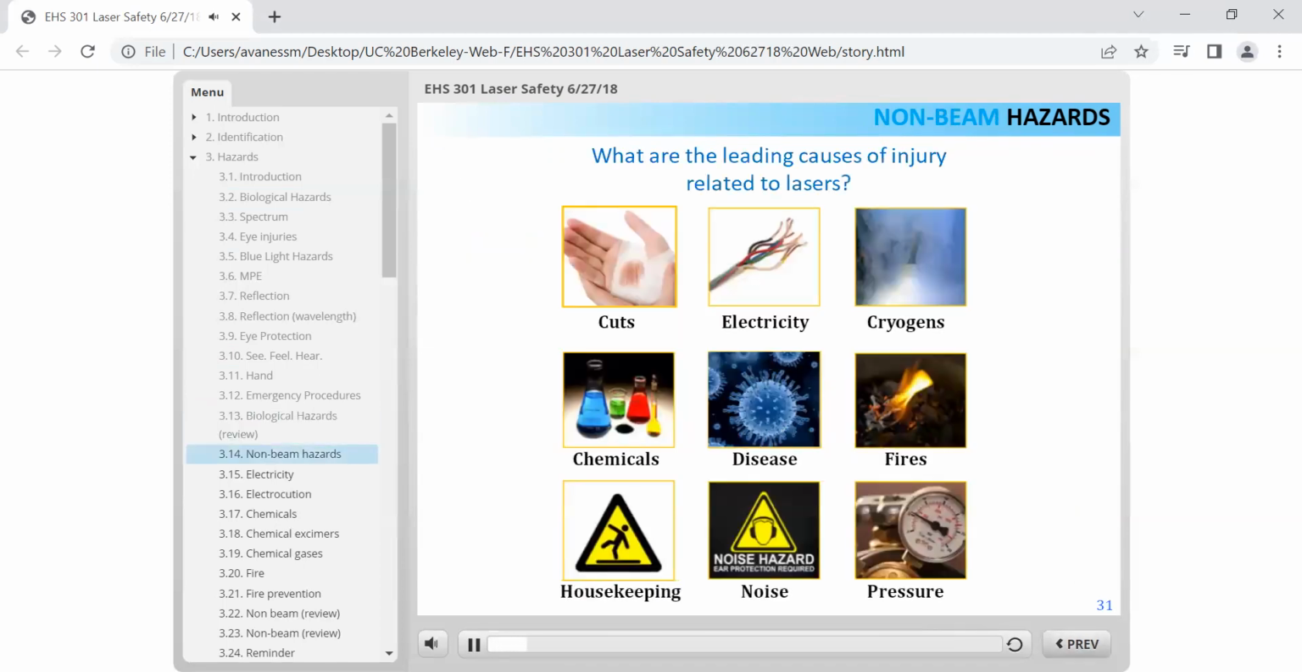All too often, laser users become so focused on protecting their eyes and skin that they forget about the hazards around them. These include cuts, exposure to electricity, cryogens, chemicals, fire, inadequate housekeeping, excessive noise, and high pressure. Of these non-beam hazards, which do you think are the leading causes of injury when working with lasers?